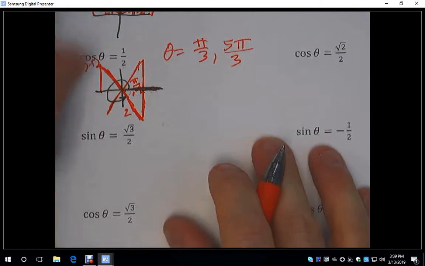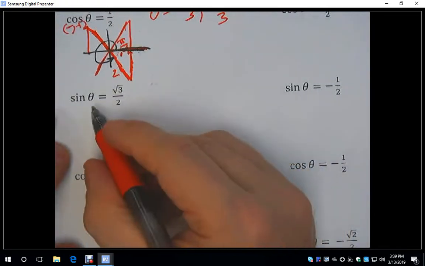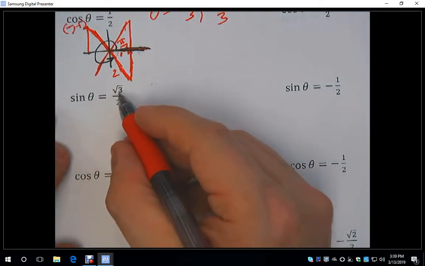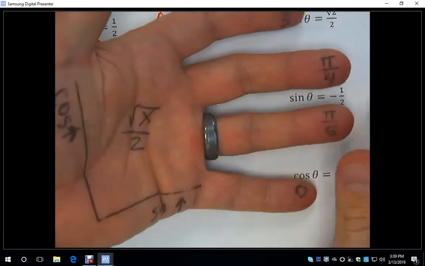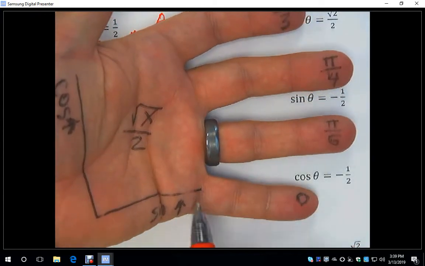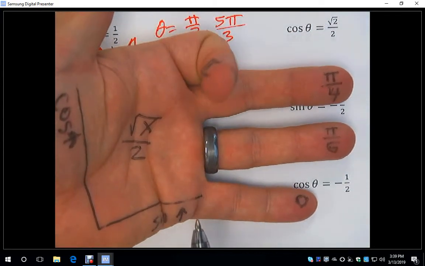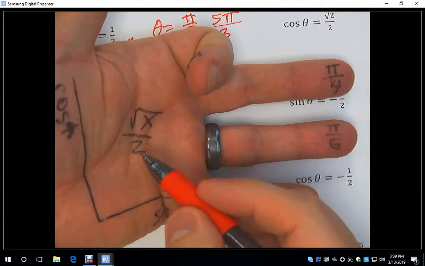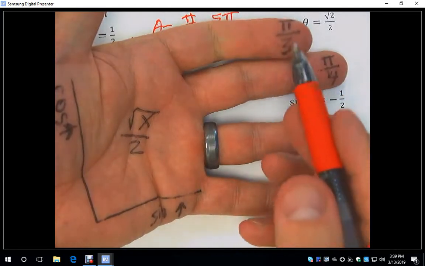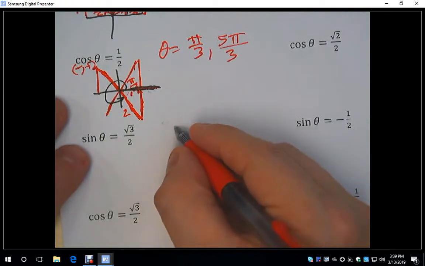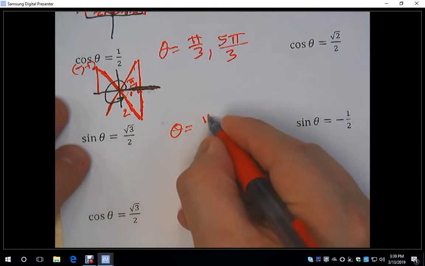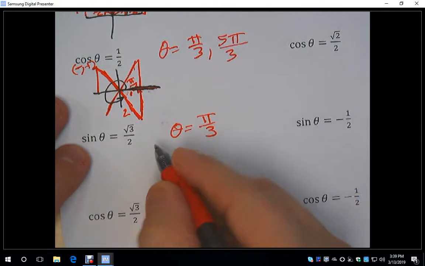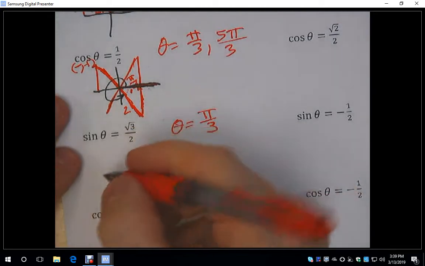All right, let's look at another one. We have sine of theta equals the square root of 3 over 2. So for the square root of 3 over 2, for the sine direction, I'm going to put this finger down right here. That gives me the 3, so I have the square root of 3 over 2. And that finger is pi thirds, so I have theta equals pi thirds.